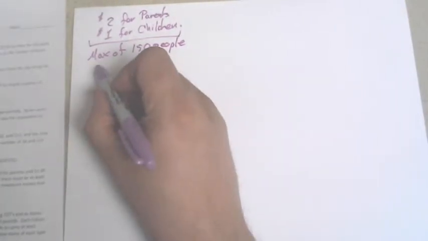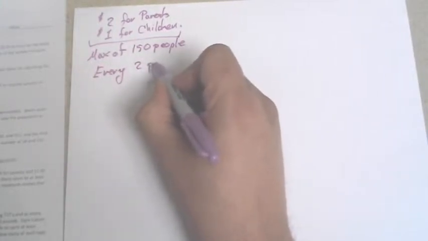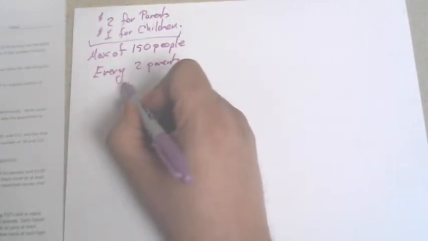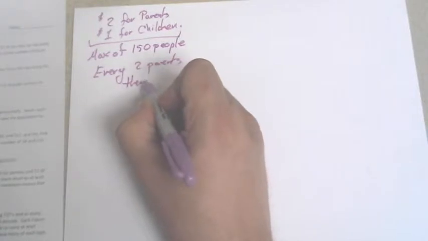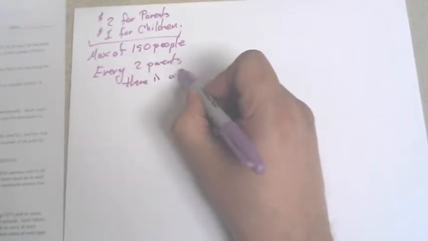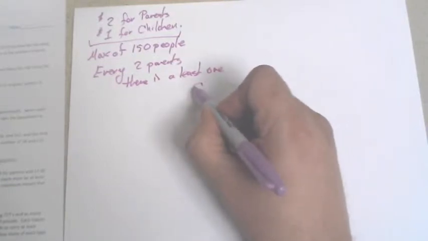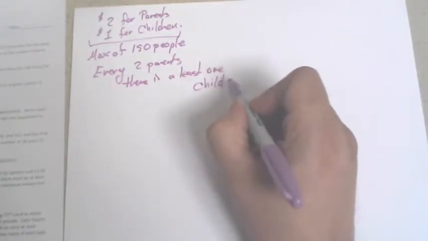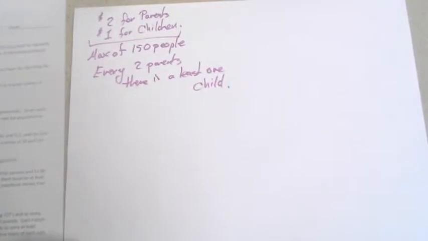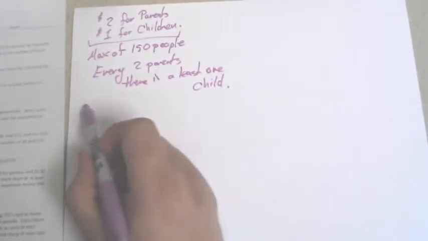And then the complicated one, for each 2 parents, there must be at least 1 child. So for every 2 parents, there is at least 1 child. Now that's always the complicated relationship. So we'll talk about that more in a second.